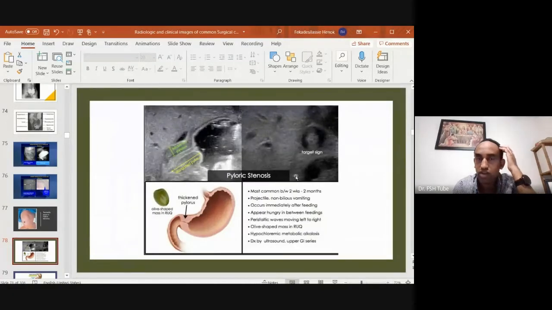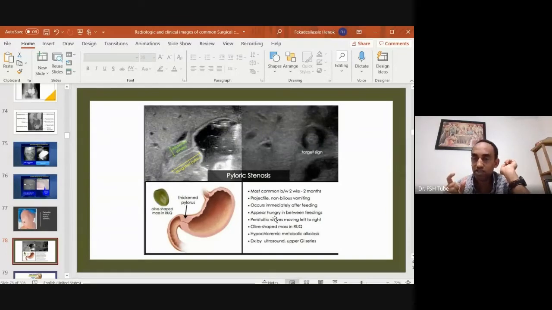How do you diagnose pyloric stenosis? You can do an ultrasound. One sign is the target sign. The other is that you can see the wall of the pylorus is elongated and thickened, and the lumen is narrowed. So there is pyloric stenosis. It is a condition of childhood, most common between 2 weeks and 2 months, with projectile non-bilious vomiting immediately after feeding.